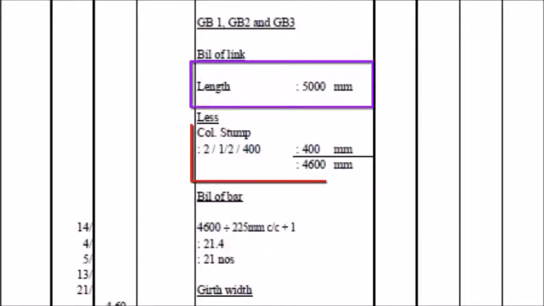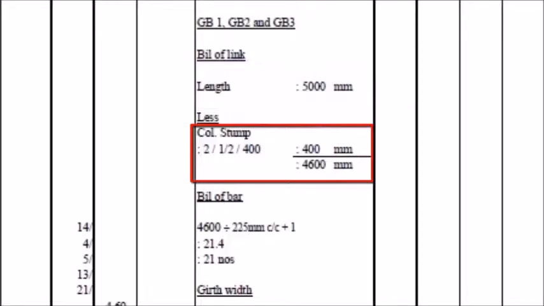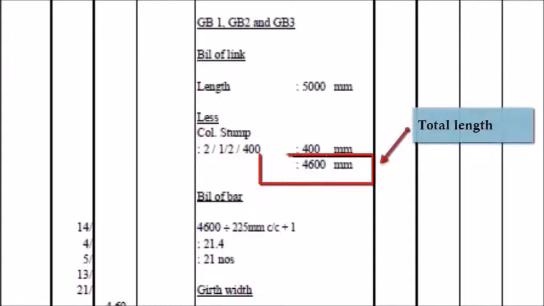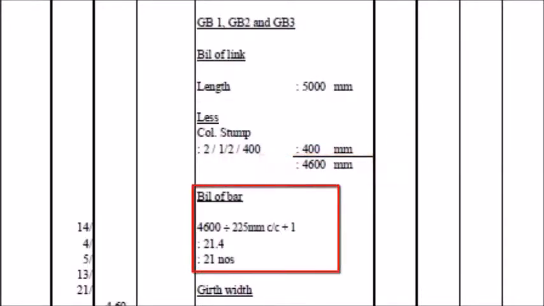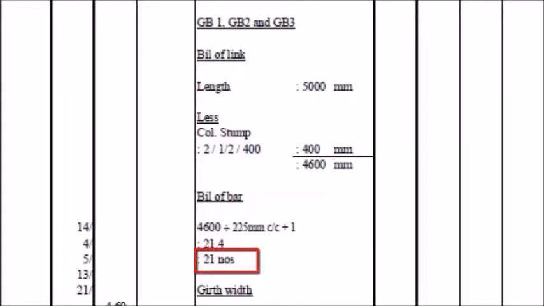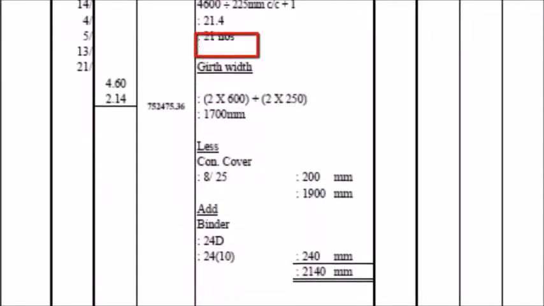First, we calculate the bill of length. We obtain the length from the ground beam detail plan of 5,000 mm, and less the amount of 2 multiplied with the half of the column stump. Then, we will have the total length of it. To calculate the bill of bar, use the formula of length divided by the spacing of 225 mm center to center, and add 1. So, now, we will have the total bill of bar. The amount of bar we have here is 21 nos.